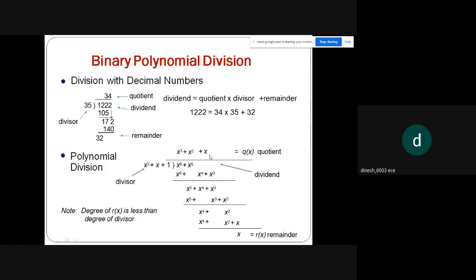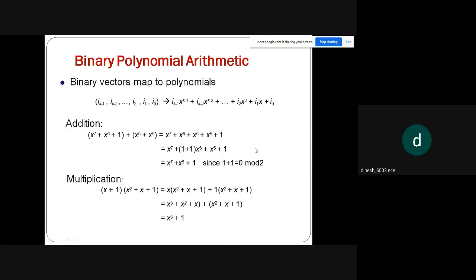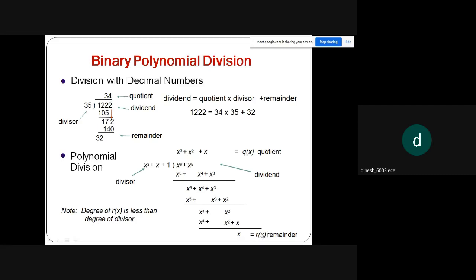So what can we add such that x power 4 gets cancelled? It is x. So x into x power 3, we get x power 4. So x power 3 is not there. Then x into x square gets cancelled. So x into 1 is x. So for this dividend and divisor, we get remainder as x. So x is your remainder.